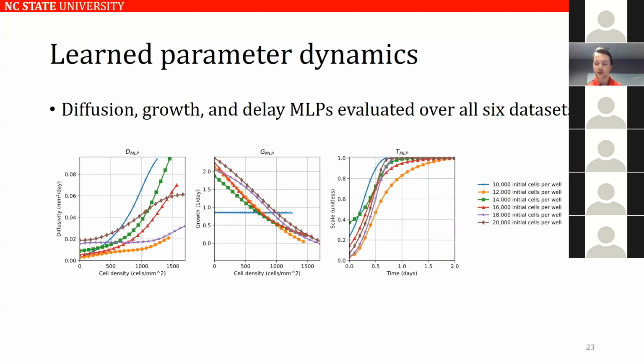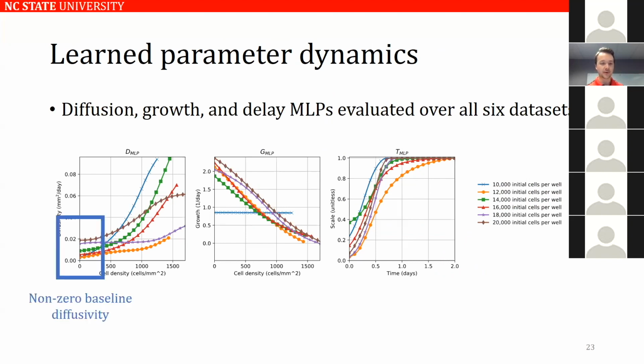So, like I mentioned, there are six data sets in total, and we trained a BINN on each one of them with this updated partial differential equation model. And so now you're looking at the DMLP, GMLP, and TMLP solutions for each data set, where the colors now correspond to the different initial cell densities used for those.